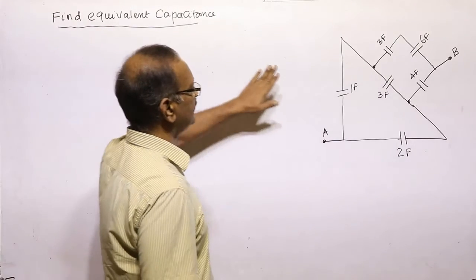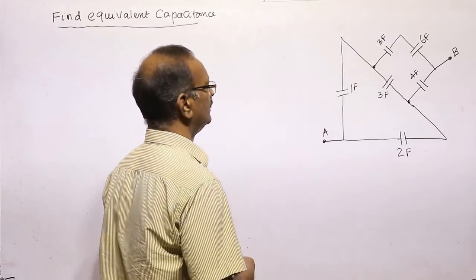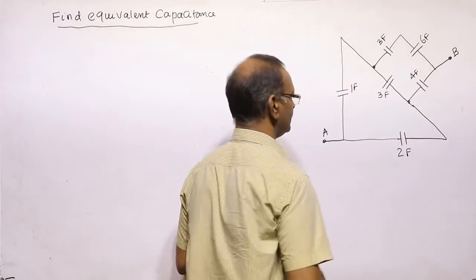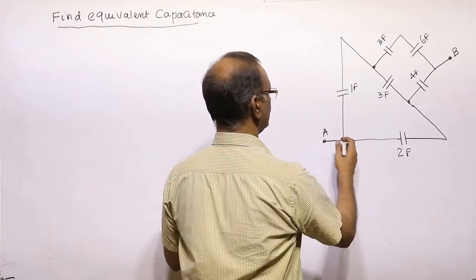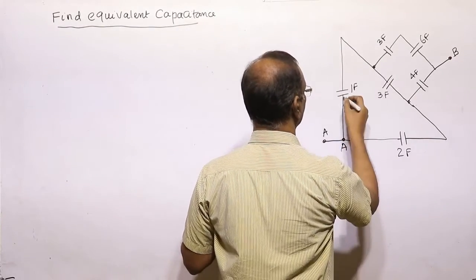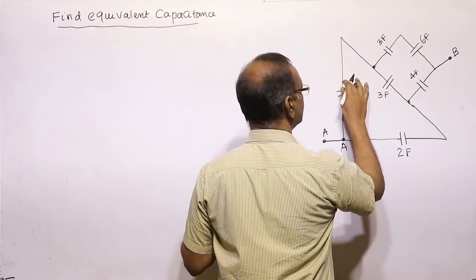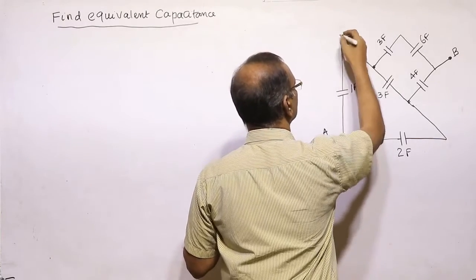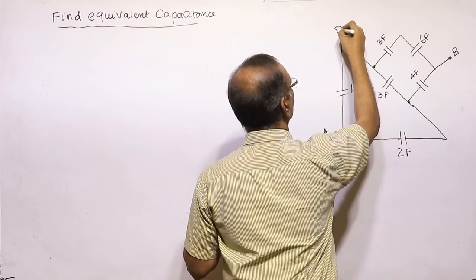Find the equivalent capacitance for this given circuit. Here there are 1, 2, 3, 4, 5, 6 capacitors connected. From here up to here, this is potential A. From here, in between a wire is coming, so the potential up to here is the same. Here it will be different, so we will call it point D.